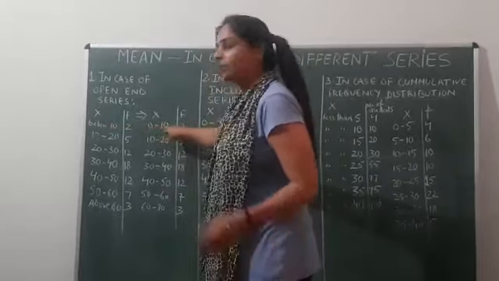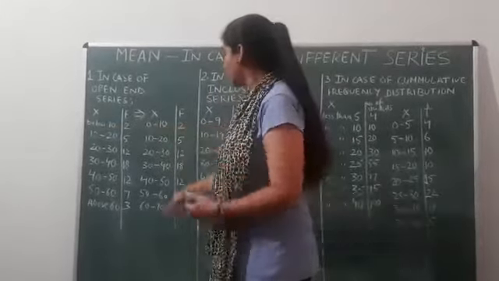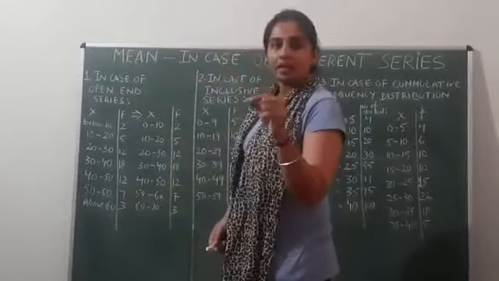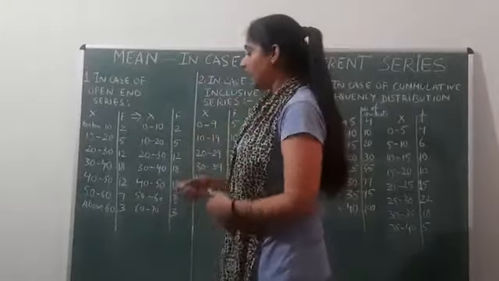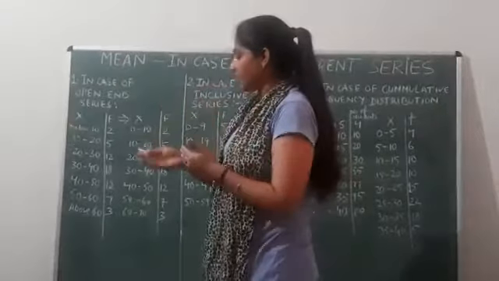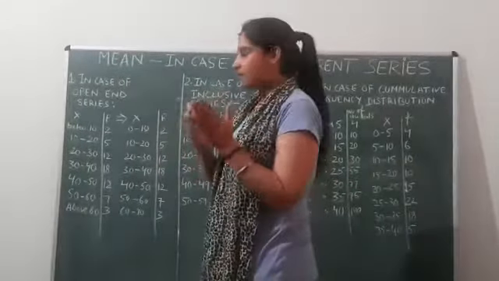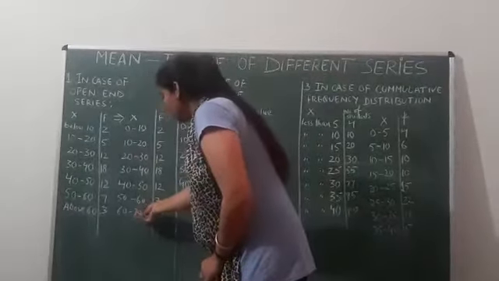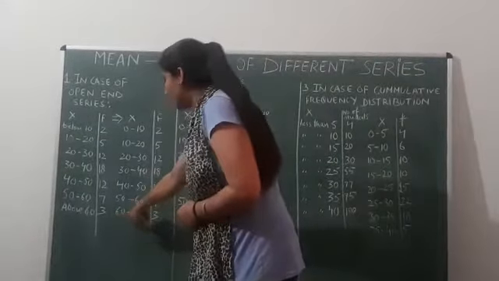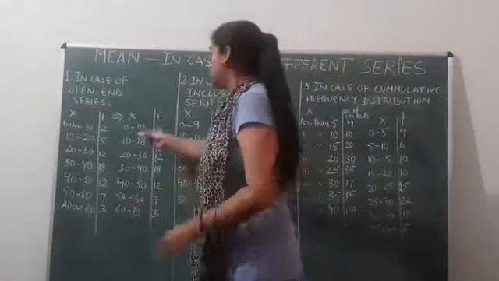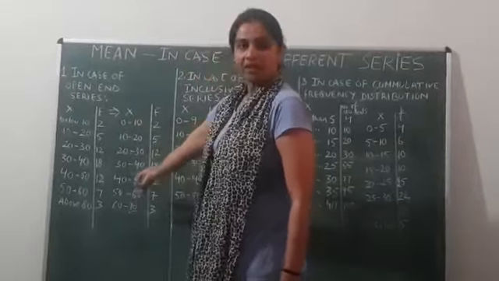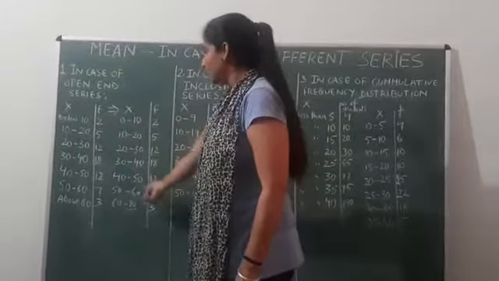0 to 10, again what will be the difference? 10 only. In the last class it is above 60. We need the limit which is above 60. How much above 60? 10. It should be 10 above 60, which means 60 plus 10 is equal to 70. Now what is the difference? 70 minus 60 is equal to 10. So you can see in the whole series the difference is 10. Now the series is complete, and it has become a continuous series.